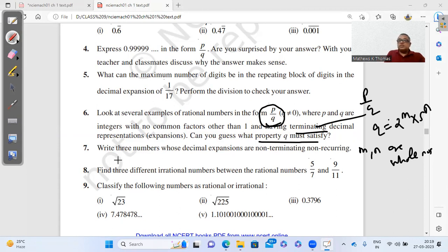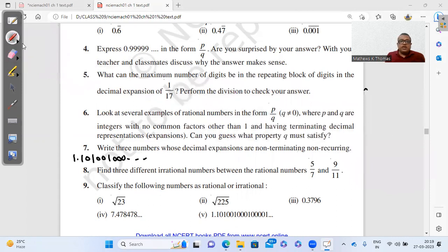3 numbers which are non-terminating and non-recurring. Any number, they have not specified which, so it can be any number. 1.10, 100, 100, 100... This can be an example of non-terminating and non-recurring. Any example you can write: 7.23, 233, 233, dash, dash, dash.